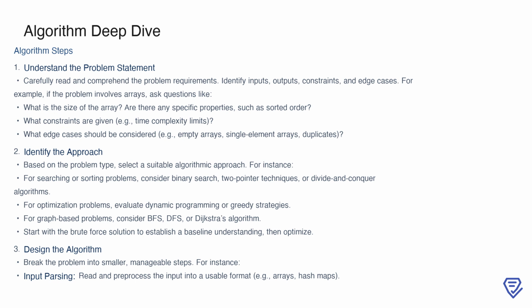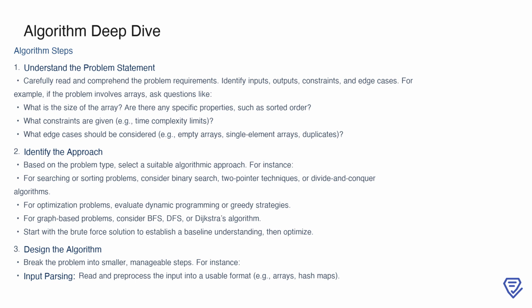Once you have a clear understanding of the problem, the next step is to identify an approach. Depending on the type of problem, you can select a suitable algorithmic strategy. For searching or sorting problems, techniques like binary search, two-pointer methods, or divide and conquer algorithms might be appropriate. For optimization problems, dynamic programming or greedy approaches can be considered, while graph-based problems often rely on traversal techniques like BFS, DFS, or algorithms like Dijkstra's. A good practice is to start with a brute force solution to establish a baseline understanding before focusing on optimization.